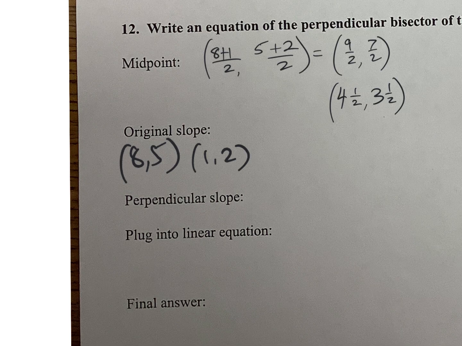Now it wants the original slope. So y minus y and x minus x. So 5 minus 2. Again, I'm going to go left to right. It doesn't matter which direction you go as long as both of them go the same direction. And 8 minus 1 on the bottom. Rise over run. 3 over 7.